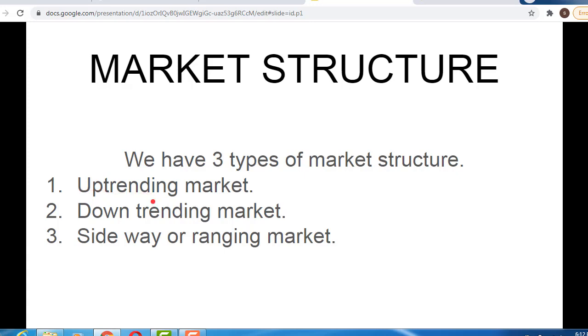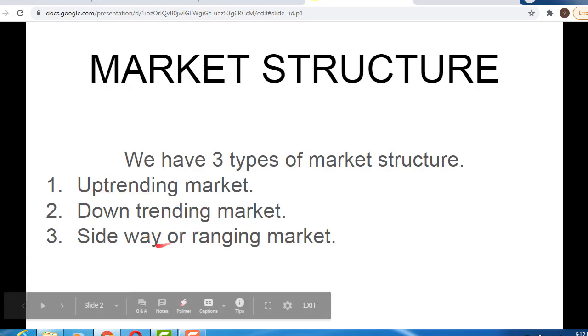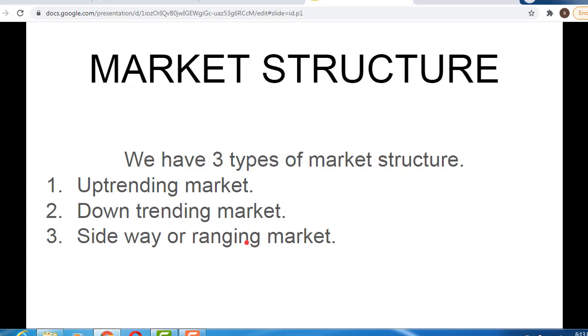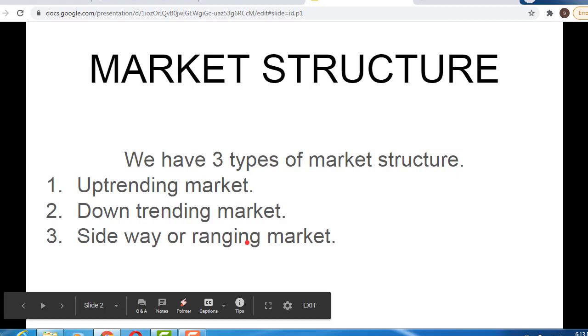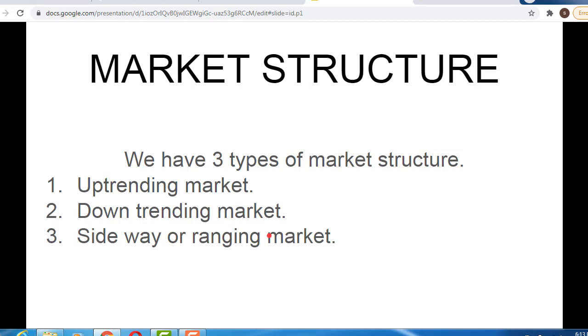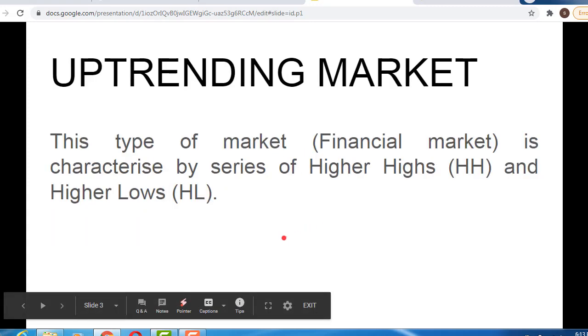Number one, we have an uptrending market, we have a downtrending market, and we have a sideways market. Now, in this video, we're going to go through each of these market structures step by step, and how you can apply them in any market condition and take advantage of the different market structures to your own advantage.